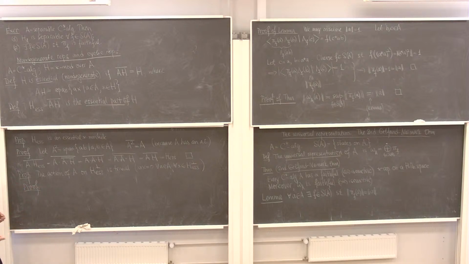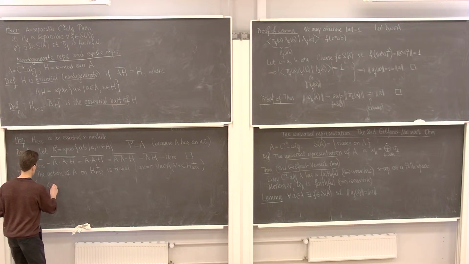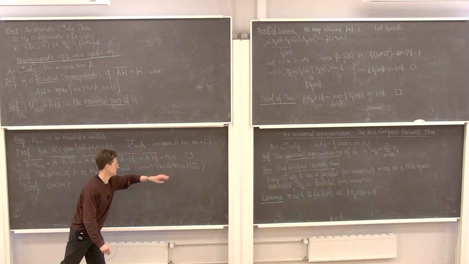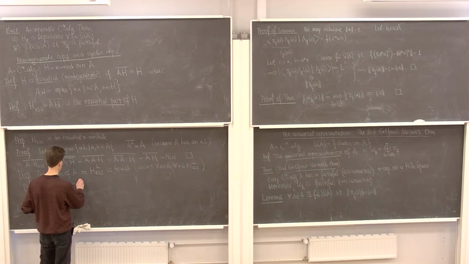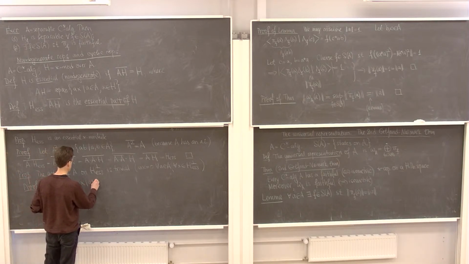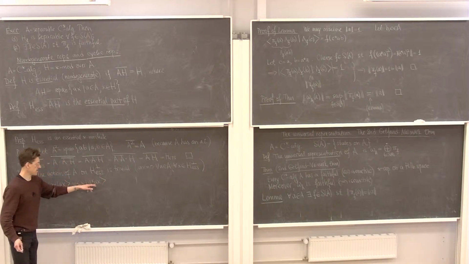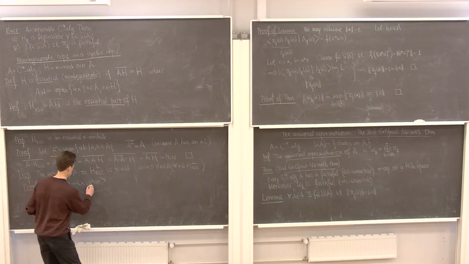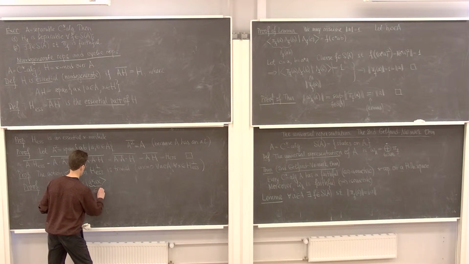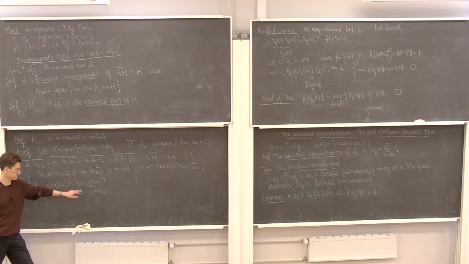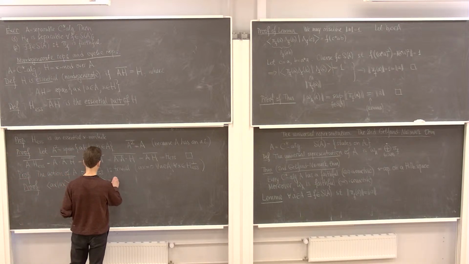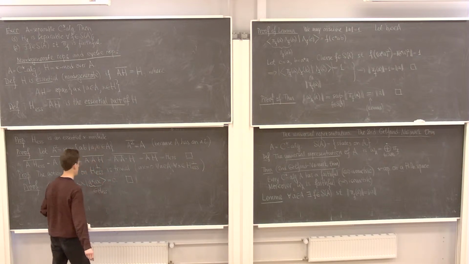Well, the proof is very easy. We simply calculate the inner product of ax by itself, assuming that x sits in the orthogonal complement to the essential part. We move a from here to here, so we get the inner product of x and a star ax. But a star ax sits in the essential part just by the definition of the essential part. And x is orthogonal to the essential part. So as a result, this is 0. So ax is also 0.